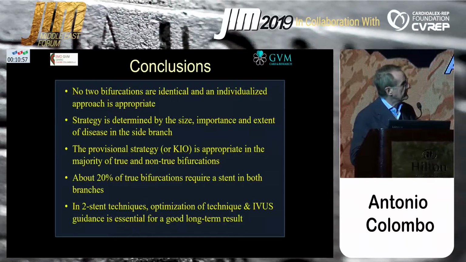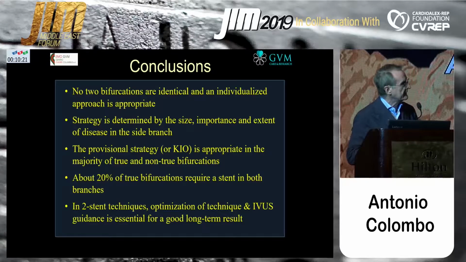The provisional strategy is appropriate in the majority of true and non-true bifurcations, but the wind is a little bit changing. You see that with the DK crush 5, especially for left main, there is a shift towards more use of 2 stents. A few years ago, if you implanted 2 stents, you were accused. Now, I believe this strategy is more toward 2 stents. About 20% of bifurcations require 2 stents.